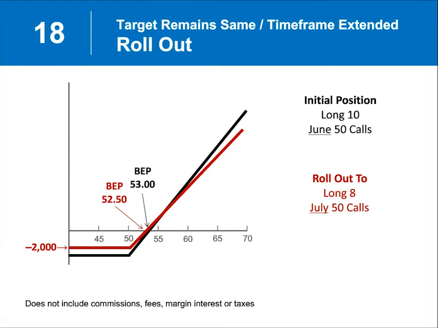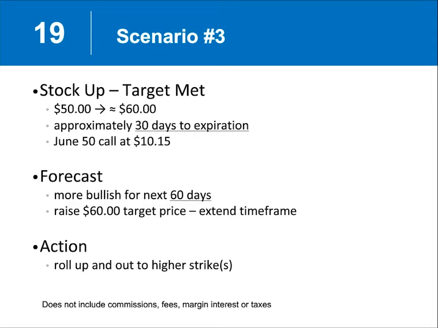Our next example, stock has moved up to our target price, but it moved there very quickly. We still have a month left to expiration. Great news is coming out about the stock. It's getting upgraded. Price targets are getting increased. All of a sudden, our forecast has changed, and we are increasingly bullish. We are aggressively bullish. So the June 50 calls, in this case, we see trading for $10.15, but we decide we want to adjust this position to be more aggressive. We've raised our price target, and we want to extend our time frame.